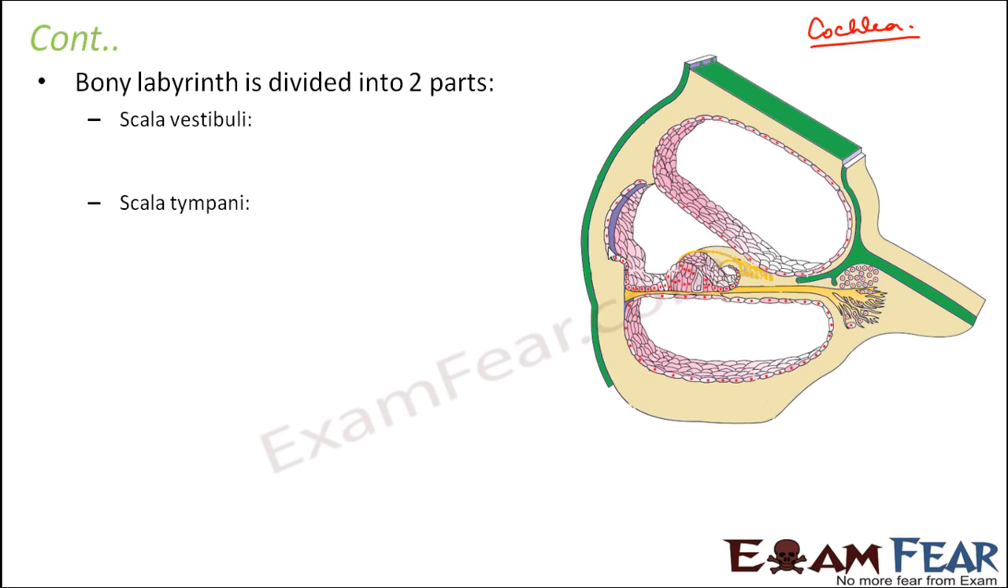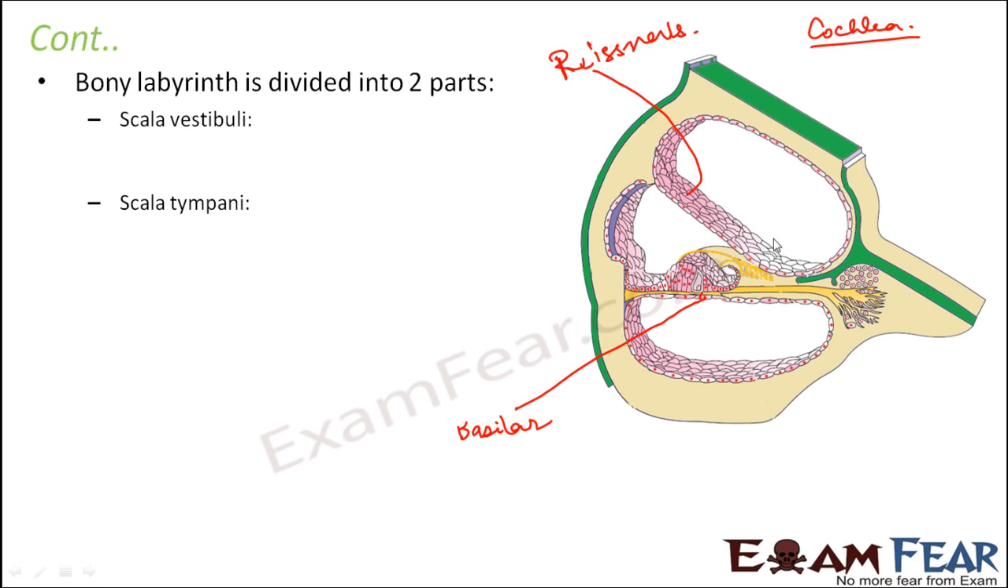Now as I said, there are two membranes which form the cochlea. So what are those two membranes? The basilar membrane. So this membrane is the basilar membrane. And the membrane which you see here is the Reissner's membrane. So these are the two membranes which form the cochlea.